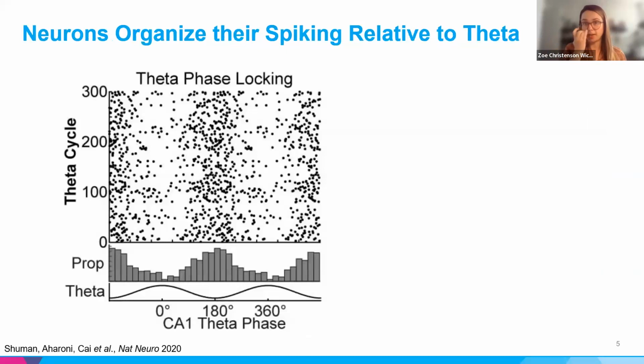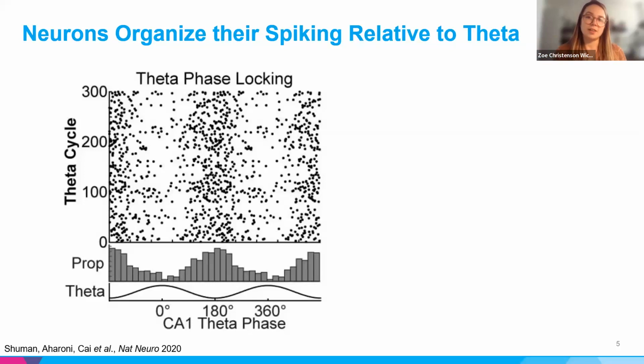Here, I think that's shown really nicely. We have a raster of spiking from one putative inhibitory neuron in hippocampus. And you can see that when this neuron is spiking, it's largely spiking around or near the trough of that theta oscillation, which is illustrated on the x-axis.